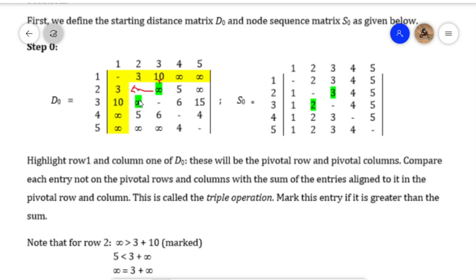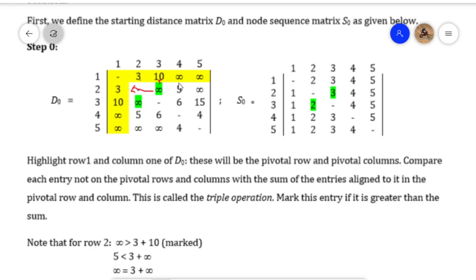For the third row, we start with this entry here because 10 is in the pivotal column. So we would not change that. That would just serve as the basis for whether we change the entry or not. So we compare it with 3 plus 10. 3 plus 10 is 13, less than infinity. So this would be replaced by 13 in the next iteration.